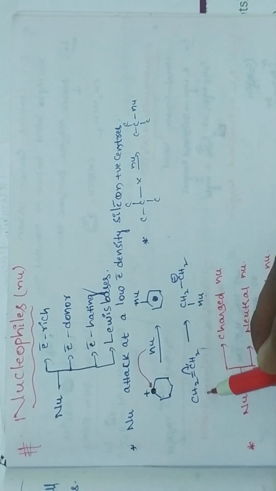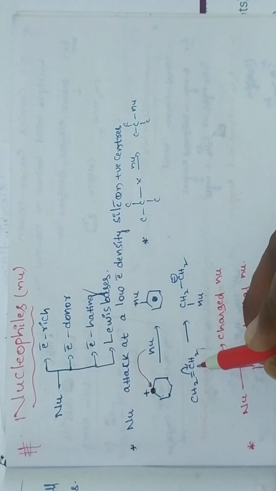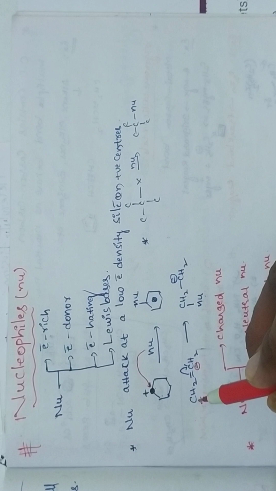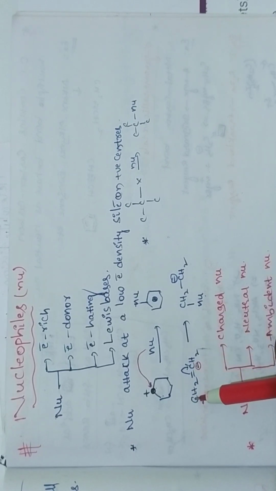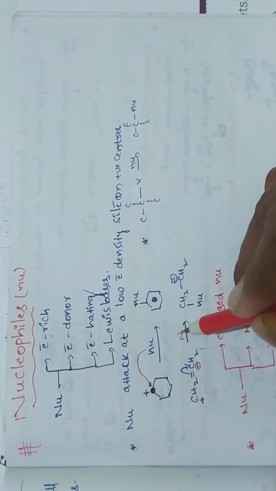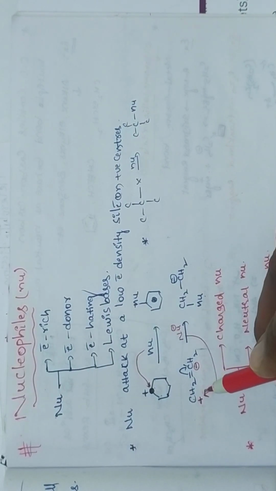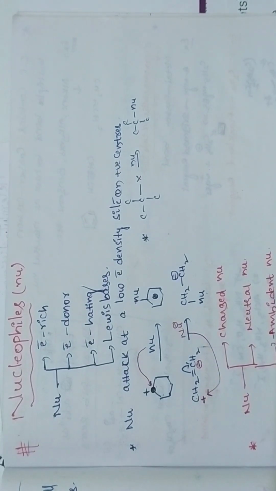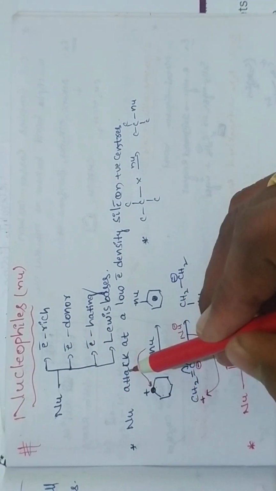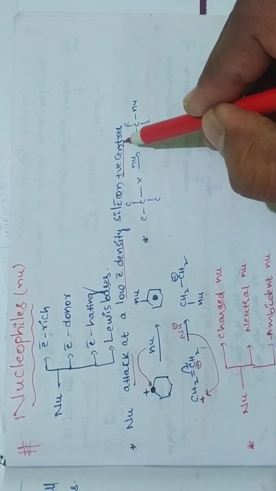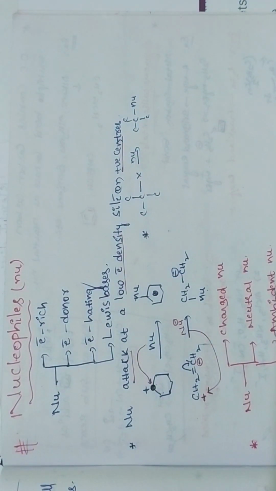Same way when we are taking these alkenes. Now this is having a minus charge, and this carbon is having a positive charge. Now this carbon is the electron deficient center. So therefore, the nucleophile is always attacking at what? An electron deficient center. Nucleophiles attack at low electron density sites or positive centers, because these are electron-rich species.